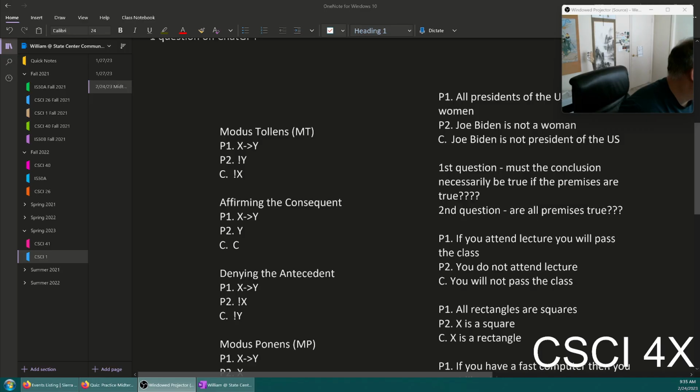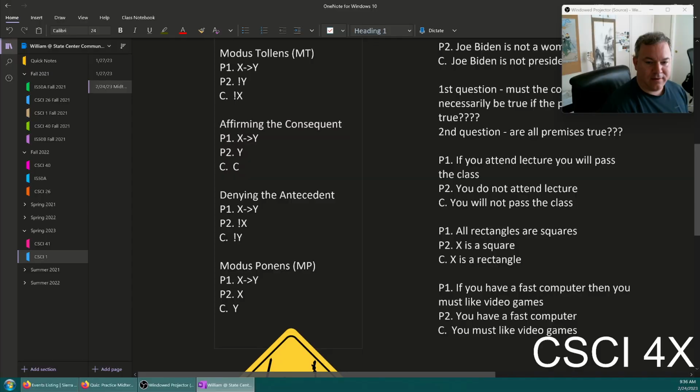All right, let's take a look. If you practice, you will get better. If X, then Y. You didn't practice, not Y. Therefore, not X. So that is not, in fact, affirming the consequent. What you just did there was denying the antecedent. You said, if you practice, you get better. You said, if you don't practice, then you don't get better. So that was the wrong fallacy.